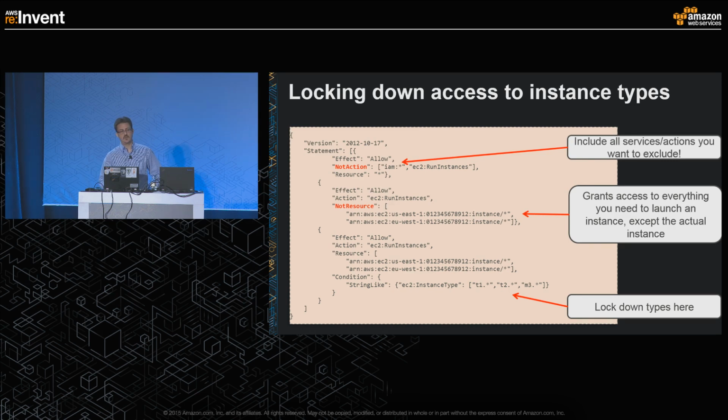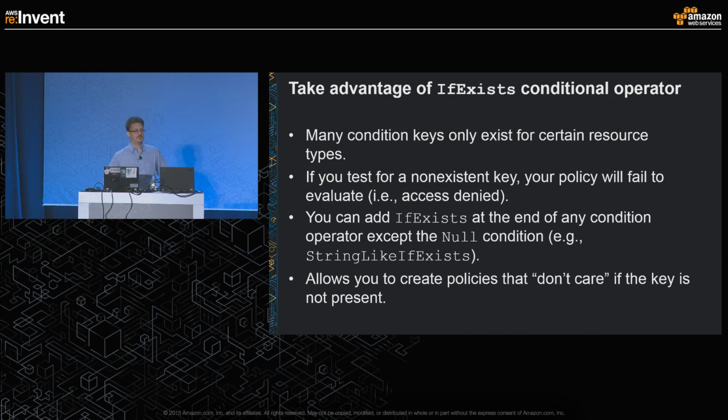Now this policy is kind of long, so I think I can make it even shorter. And I can do that if I take advantage of if exists. Now I'm sure there's a few of you who know about if exists, but there's about this much documentation on it in the IAM docs, right? So let me explain it. So many condition keys exist only for certain resource types. And as I said with that first policy, if you try to test for a key that doesn't exist, your policy is going to fail.